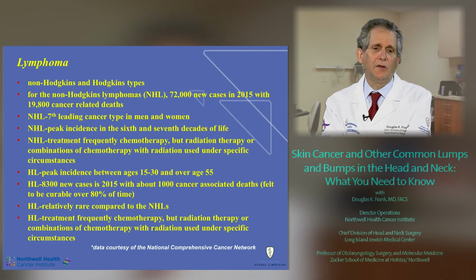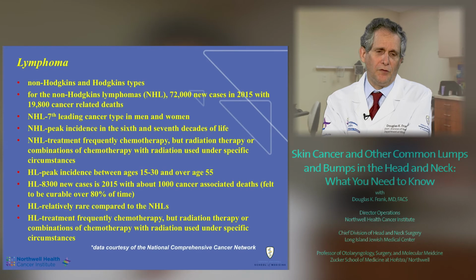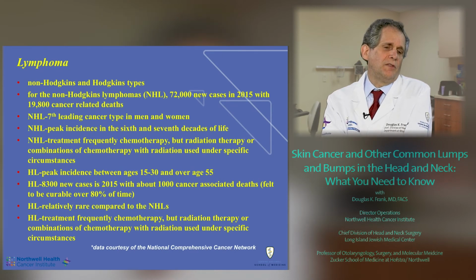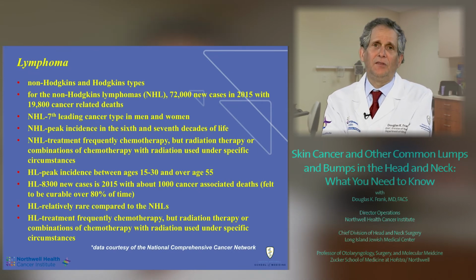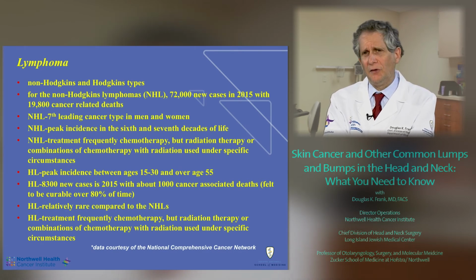For the non-Hodgkin's lymphomas, there were 72,000 new cases reported in 2015 in the United States, with about 20,000 cancer-related deaths. Non-Hodgkin's lymphoma is the 7th leading cancer type in men and women in the United States, with a peak incidence in the 6th and 7th decades of life. So non-Hodgkin's lymphoma is a disease of middle-aged and older people, particularly in the United States.